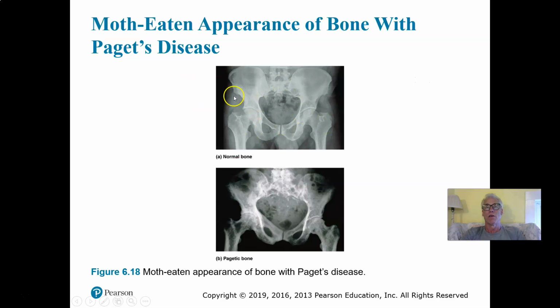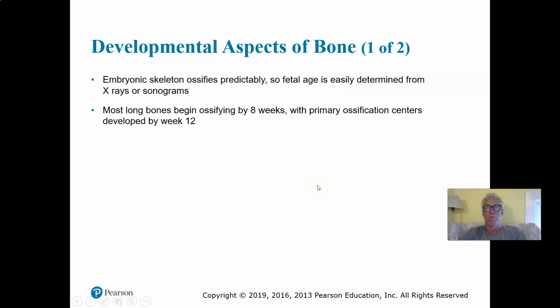Here's a picture of a normal pelvis and femurs. And then here's a picture of this moth-eaten appearance of the bones with Paget's disease. We're taking out too much of the existing bone and quickly replacing it with some insufficiently structured Pagetic bone. And we have this problem in the skeleton then.